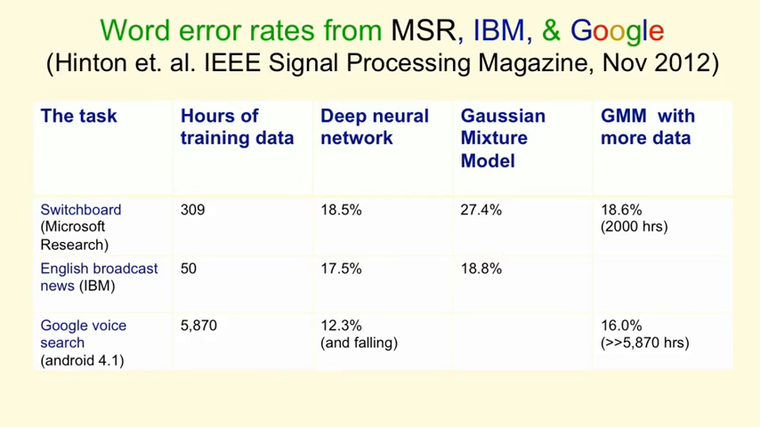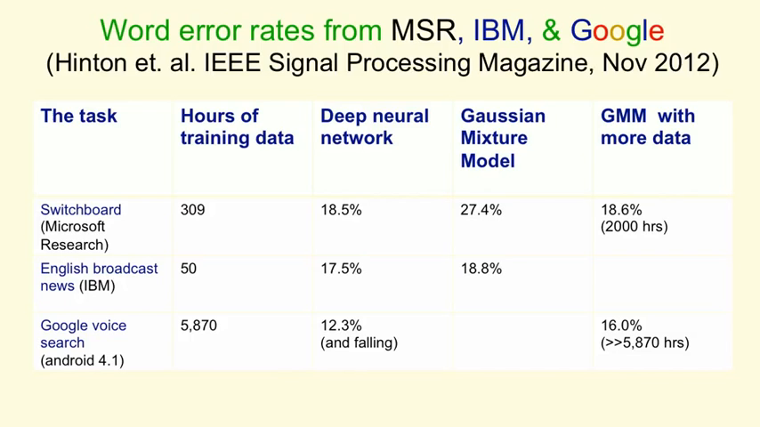If you look at recent results from several different leading speech groups, Microsoft showed that this kind of deep neural network, when used as the acoustic model in a speech system, reduced the error rate from 27.4% to 18.5%, or alternatively, you could view it as reducing the amount of training data you needed from 2,000 hours down to 309 hours to get comparable performance.